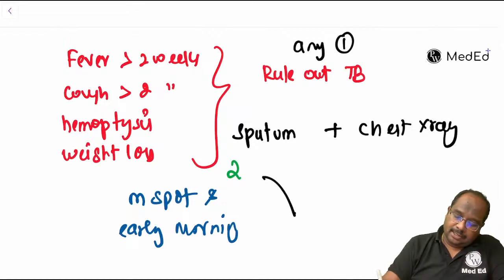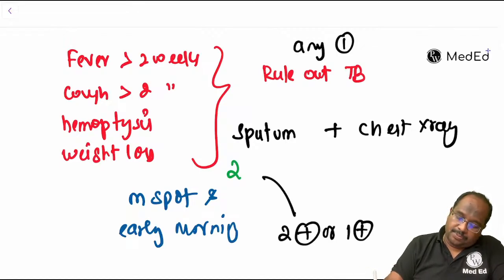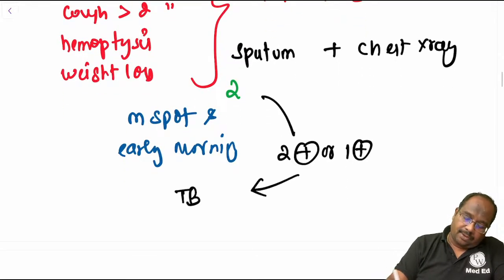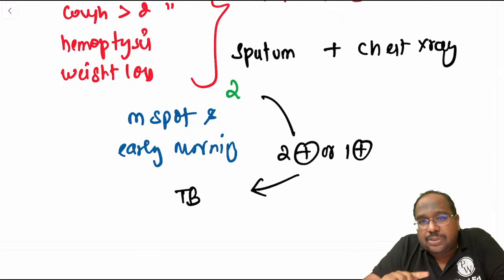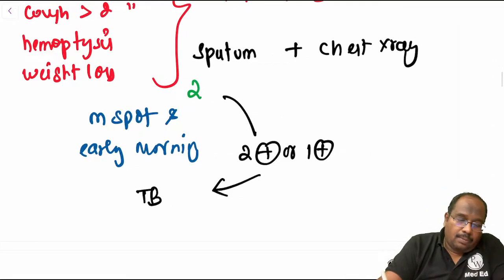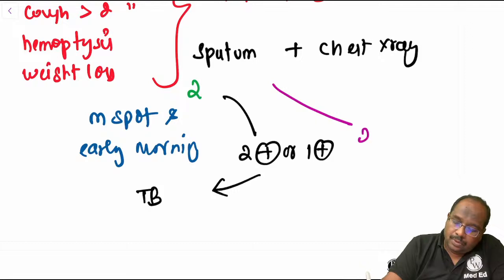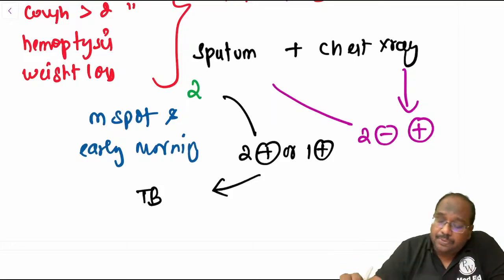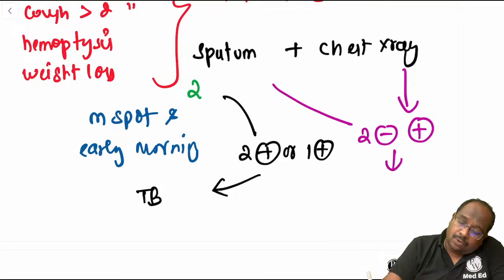Now, if both sputums are positive, or even if one sputum is positive, it's a case of TB. If both sputums are negative but the X-ray looks positive, this is the algorithm, then we have to go for a confirmatory test called CB nut.